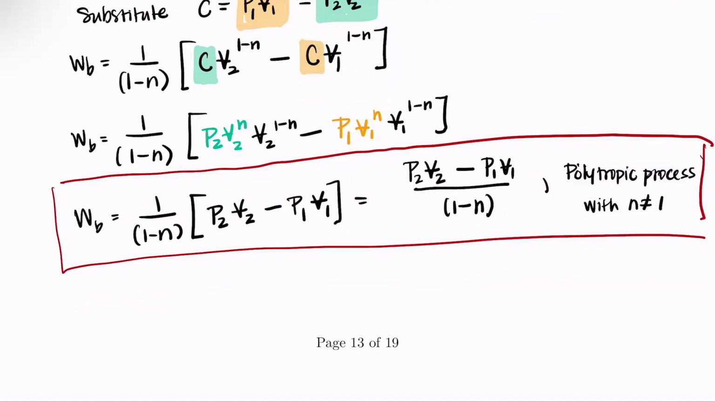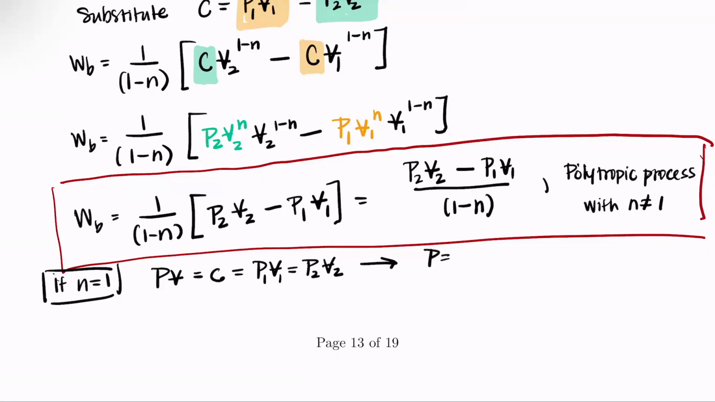So this is the answer for a polytropic process for all N except for N equals 1. So we need to figure out, well, what is it when N equals 1, right? So if N is equal to 1, we have PV is equal to C, which is equal to P1 V1 and P2 V2. And so this all implies that P is equal to C divided by V.